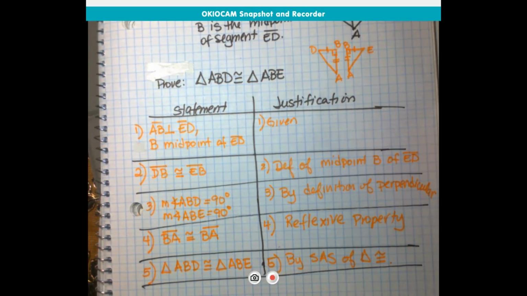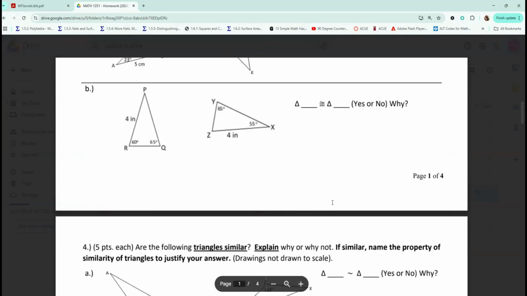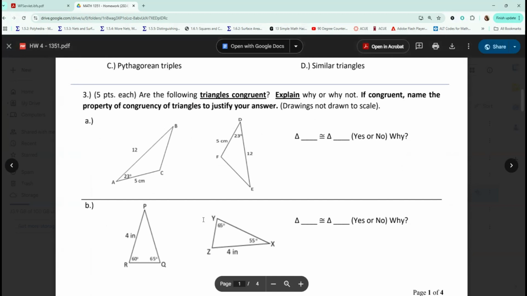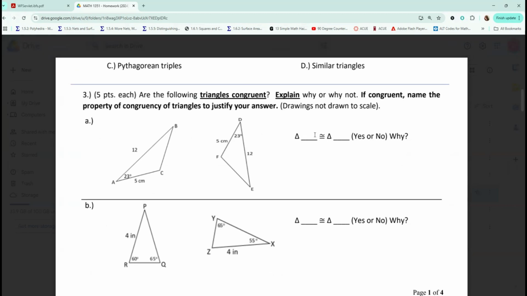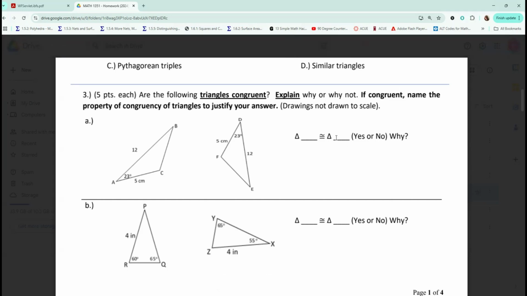Let me see, where did I put the homework? Okay. So you see right here in these, you need to explain if the triangles are congruent or not, and why. And when you see that I just left a blank, let's say you write for this one, you write ABC, you need to make sure that you match the vertices of A first with one of these, of B second, and of C third. You need to match them. If they don't match, you're going to get it wrong.